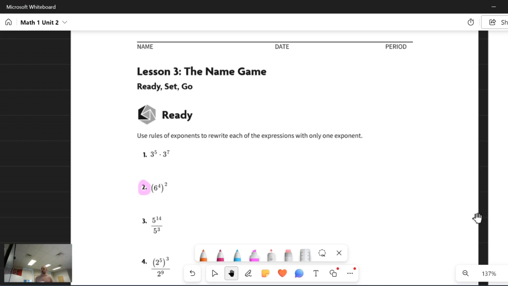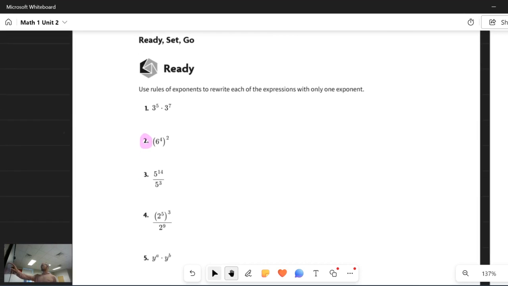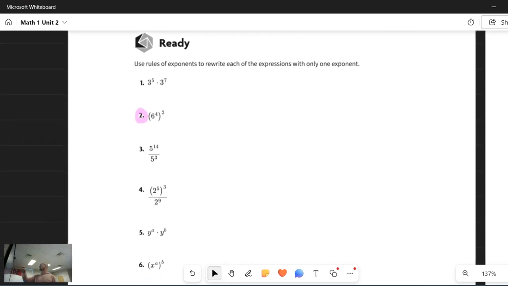First couple problems, they are just exponent practice. The biggest hint that I can give you here is please follow the instructions. Sometimes they are asking you not to fully solve something and just to go through and simplify to a certain point. These problems are exactly that. They go through and it says use rules of exponents to rewrite each of the expressions with only one exponent.